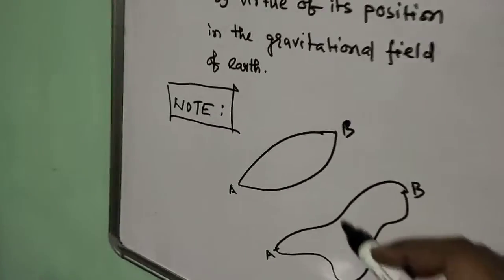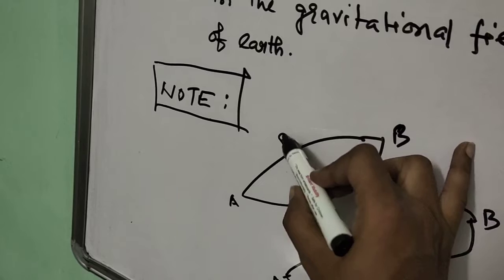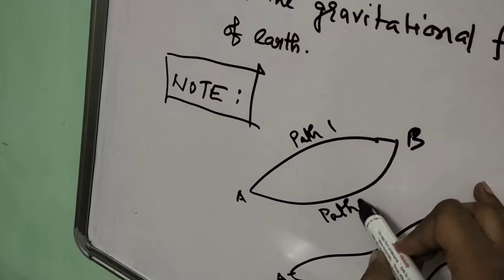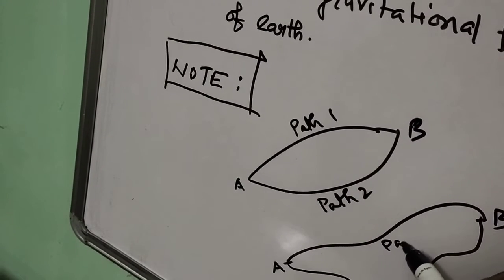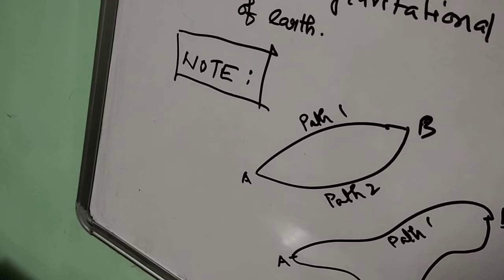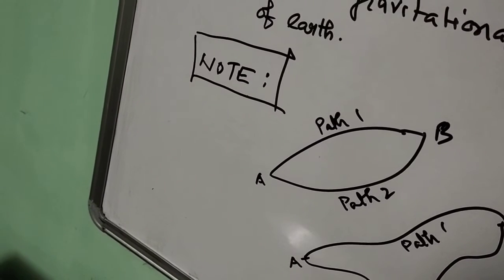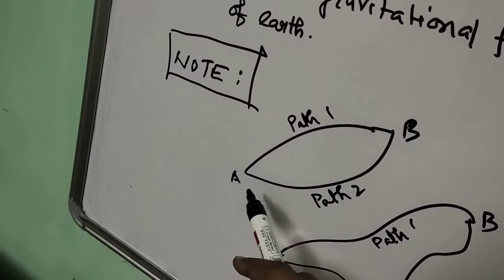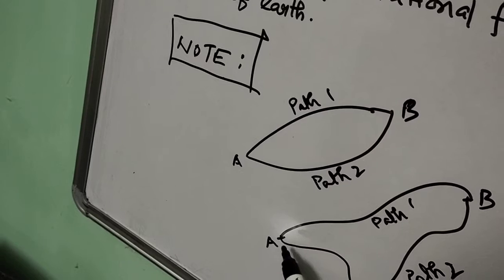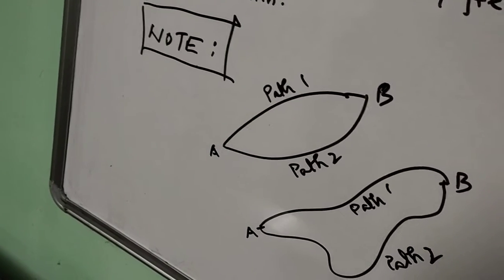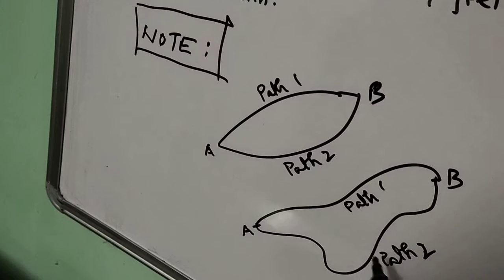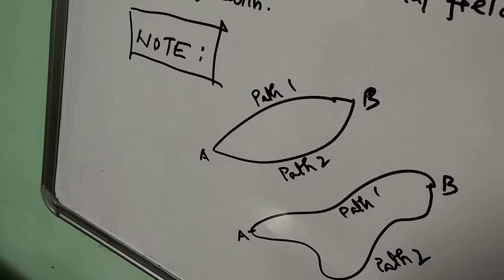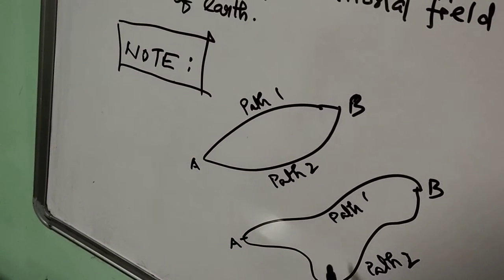conservative force. Suppose let me specify this one, path 1. This is your path 2. This is your path 1. This is your path 2. You see, you can reach from A to B via this path. You can reach from A to B via this path. So whatever be the path followed, if the destination is same, then the force is said to be conservative.